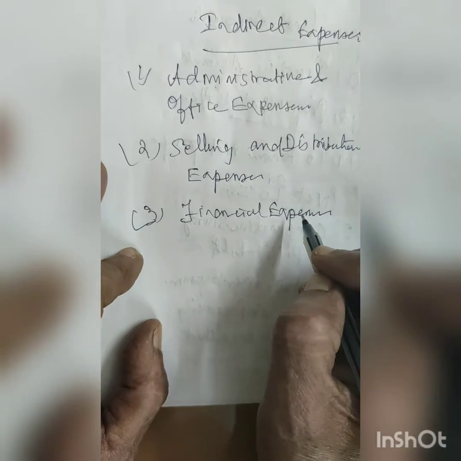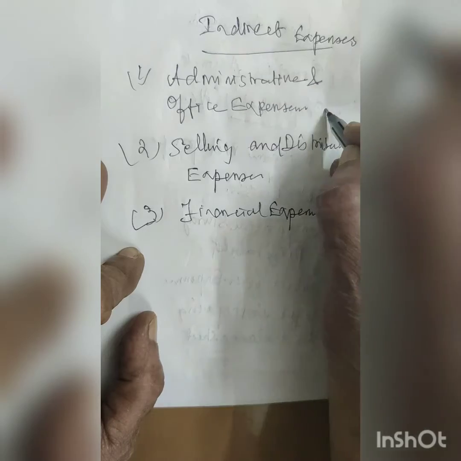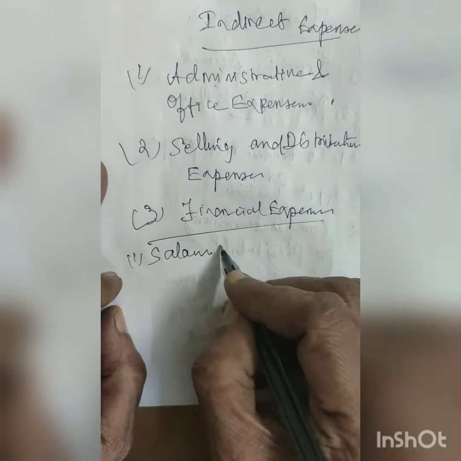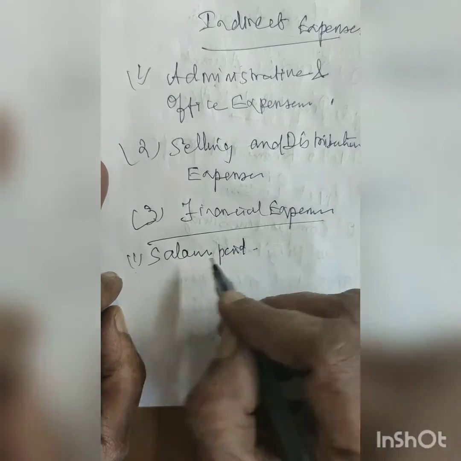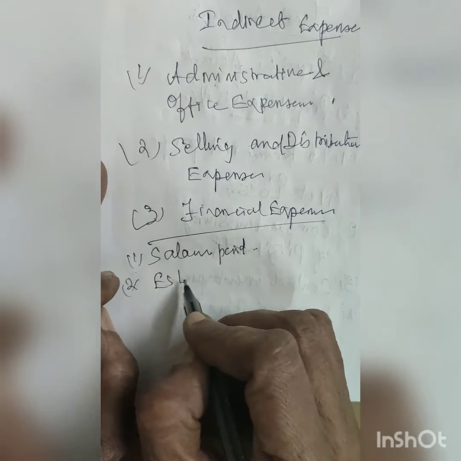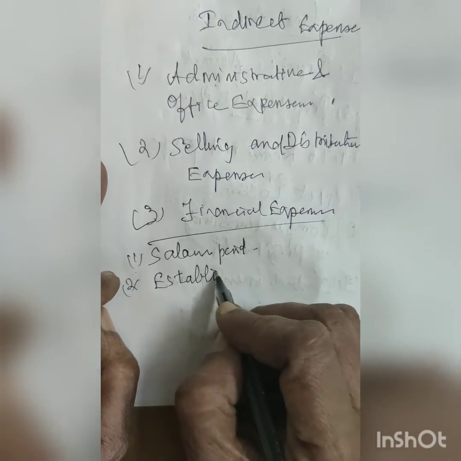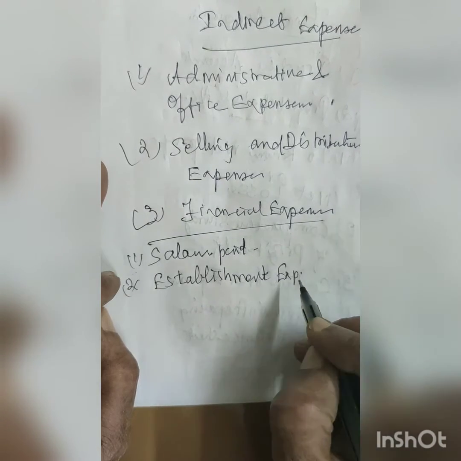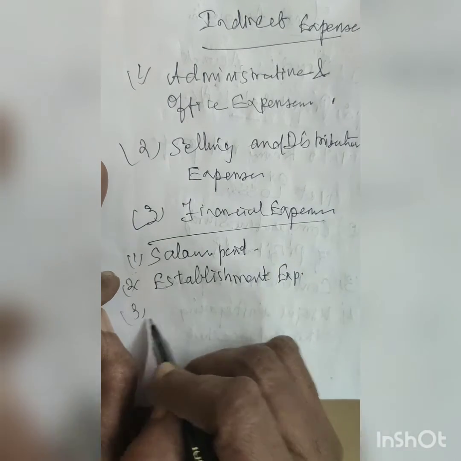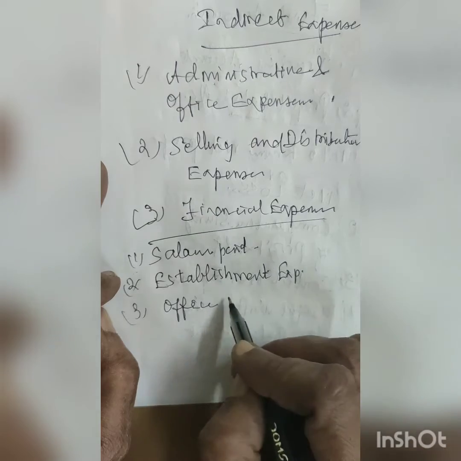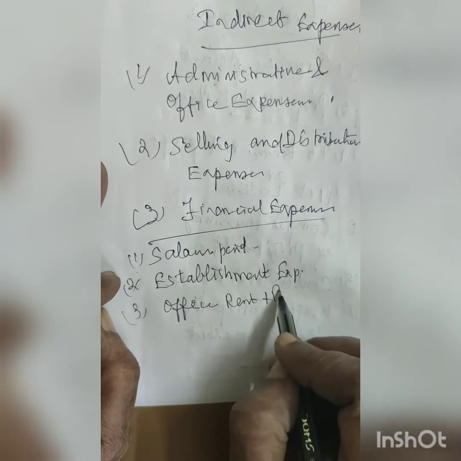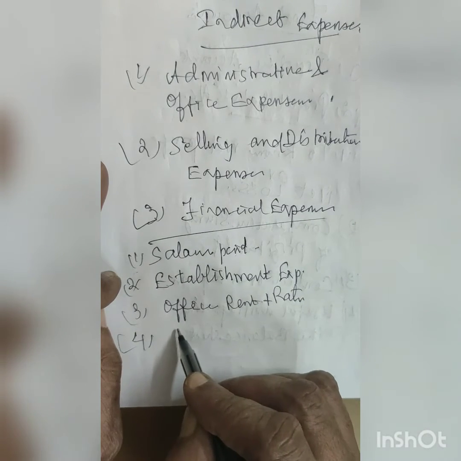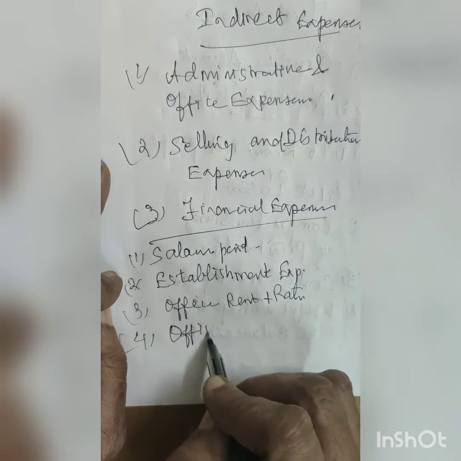Now let us see what are the administrative and office expenses. For example, salaries paid to the staff in the office, and establishment expenses, preliminary expenses. At the time of establishing the business, some expenses they have to incur. Those expenses are establishment expenses. Then office rent and rates. In addition to that, office lighting, that means electricity bill.